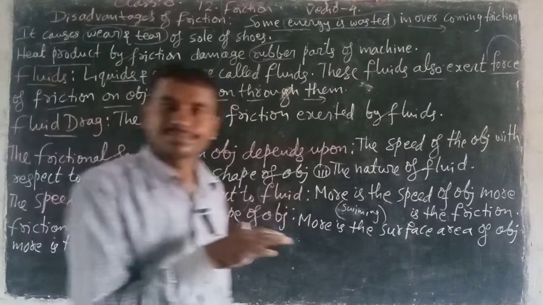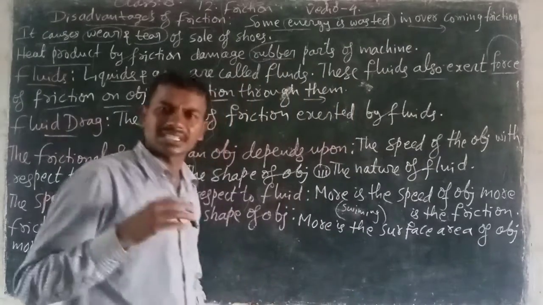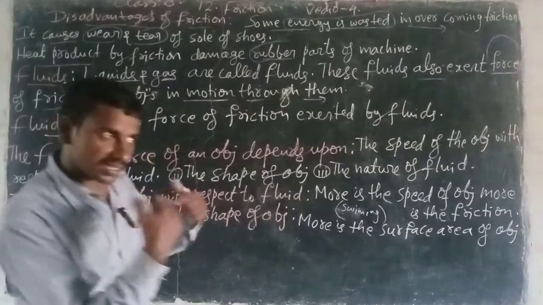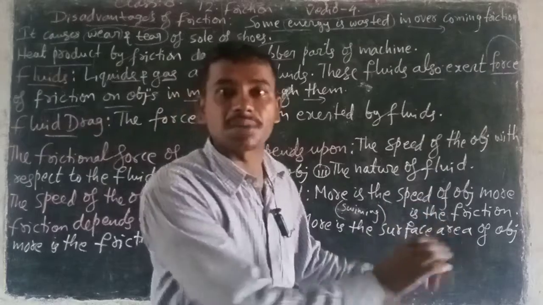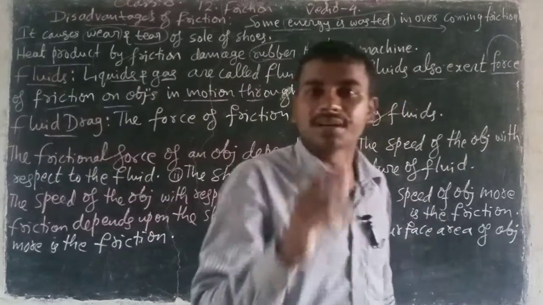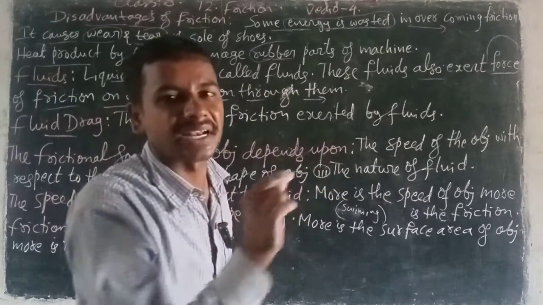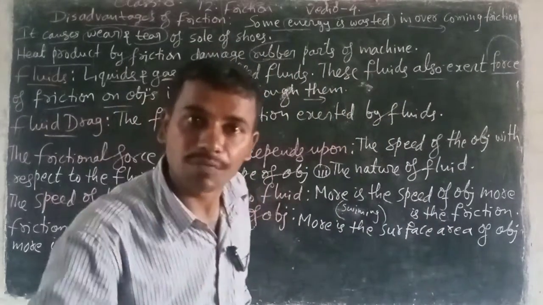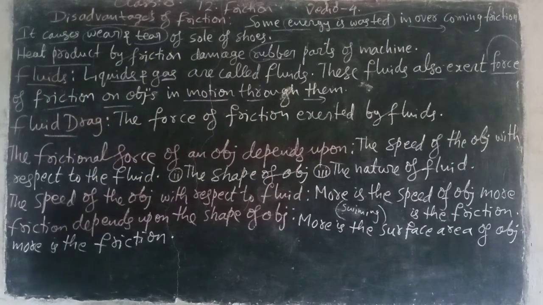Bus is moving, but it cannot maintain the speed of an aeroplane. Why? Because fluid friction is there. Air is opposing the bus and the aeroplane, but the aeroplane's shape is important. The front of the aeroplane is sharpened. Due to that, the aeroplane moves faster than the bus.